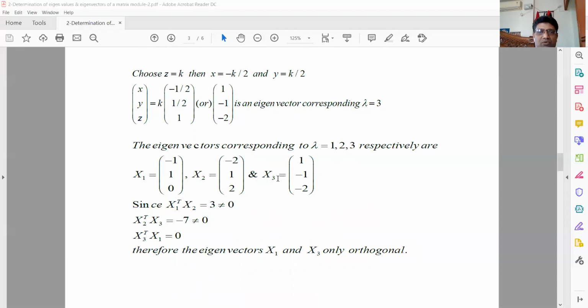Similarly, x2 transpose x3. If I calculate, I will get minus 7, which is also not equal to 0. But if you calculate x1 transpose x3, it is 0. Therefore, these two eigenvectors are orthogonal. That is, x1 and x3 are orthogonal, whereas x1 and x2 are not orthogonal. Similarly, x2 and x3 are not orthogonal. So this is one type of problem.